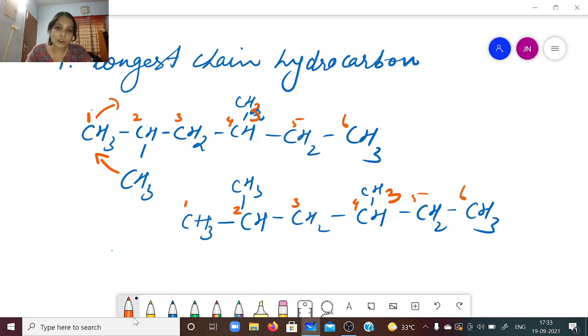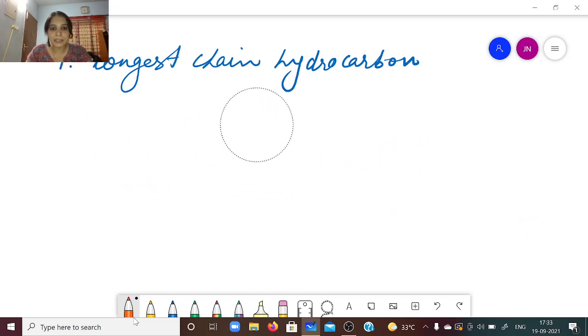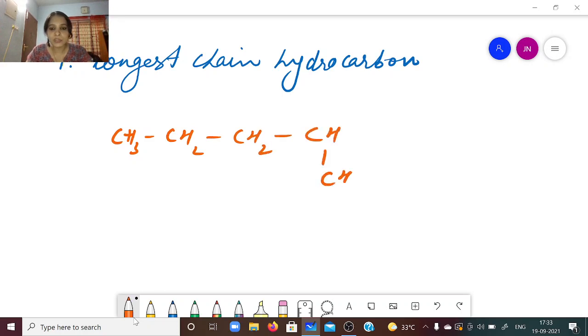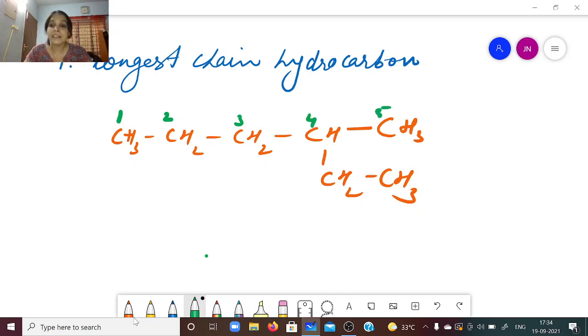When we count the longest chain hydrocarbon, I'll tell you another example. More examples are needed actually. Example: CH3, CH2, CH2, CH, CH2, CH3, CH3. So which one is the longest hydrocarbon? If I am counting like this, 1, 2, 3, 4, 5, it is wrong. Understand, it is wrong. How should I count? I should count like this.